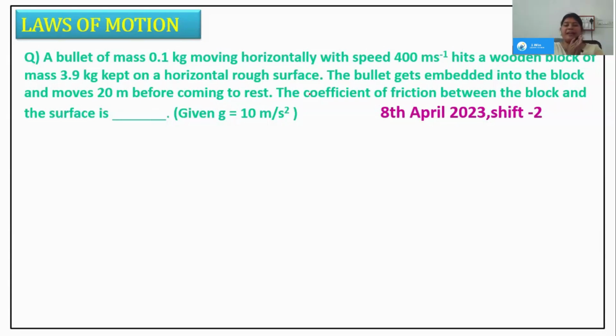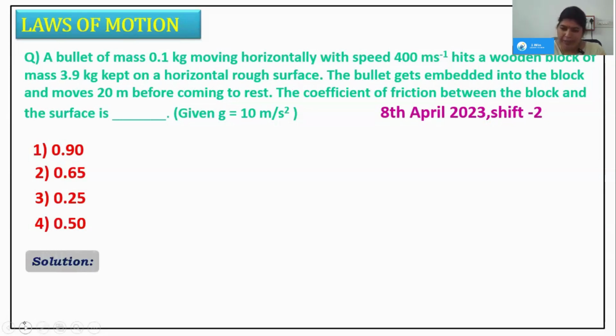Now we are going to calculate the coefficient of friction of the rough horizontal surface on which the block is placed. And in the calculation, g is given as 10 meters per second square. That means use g as 10 meters per second square. And the question is from the JEE Mains 8th April 2023 shift 2. Now the options for this question: first option is 0.9, second one is 0.65, third one is 0.25, and fourth one is 0.5. Now go towards the solution.